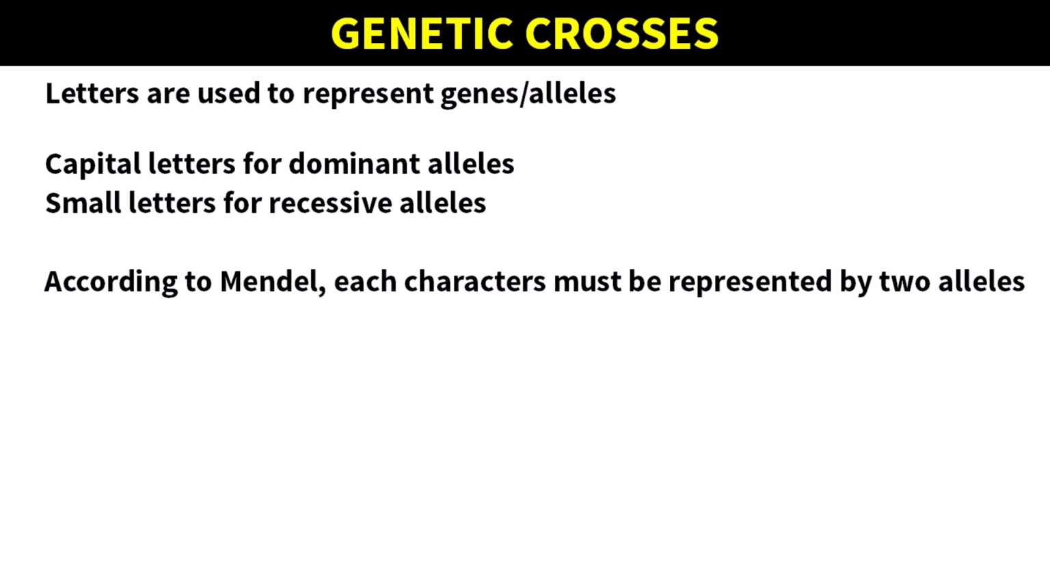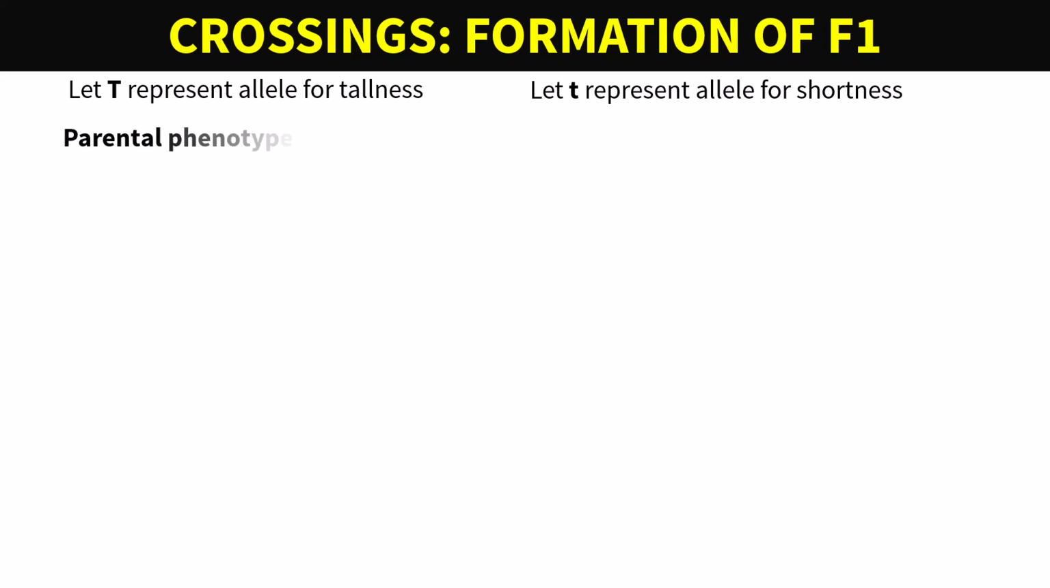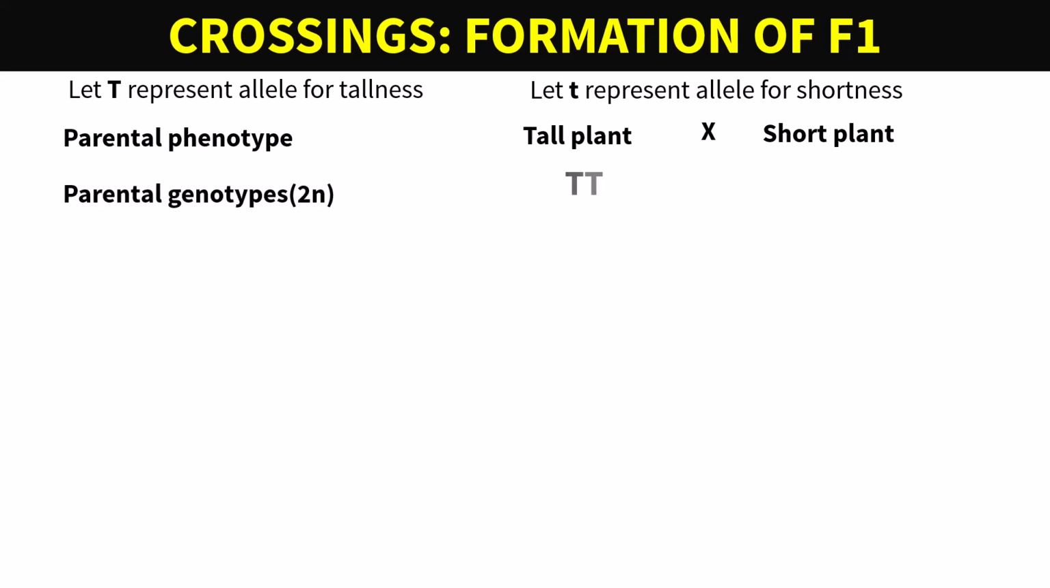This is the representation of the transmission of characters. Letters are used to represent genes or alleles. The capital letter is for dominant, and the small letter is for recessive. Let capital T represent the allele for tallness, and let small t represent the allele for shortness. Parental phenotypes, tall plants crossed with short plants. Parental genotypes, pure breeding, capital T, T, with pure breeding, small t, t.